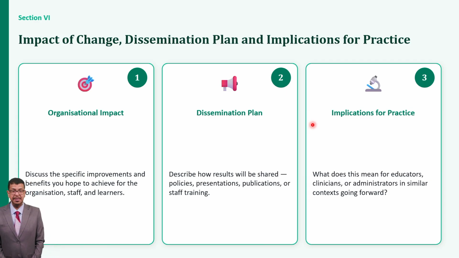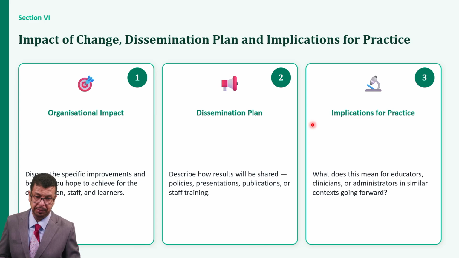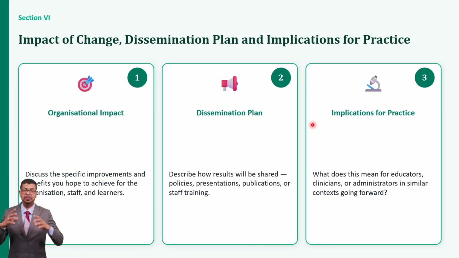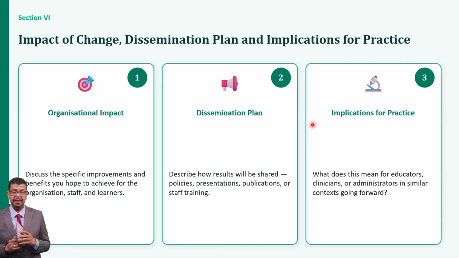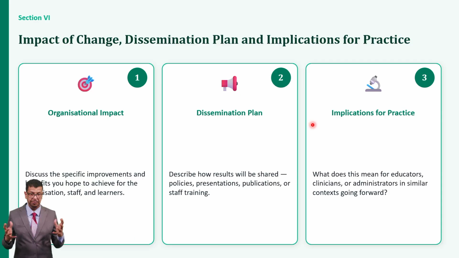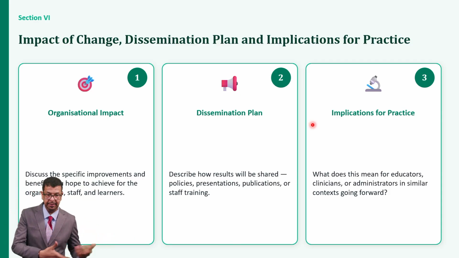Section number 6 is about the impact of the change. Then you should describe the dissemination plan and implication for practice. For the impact of the change, it could be at organizational level, and then you discuss the improvement and the benefit of this improvement you hope to achieve at your organization level, staff level, or learner level. Dissemination plan could be meeting with the stakeholder, or a conference, or a publication, or training workshop in which you disseminate this.